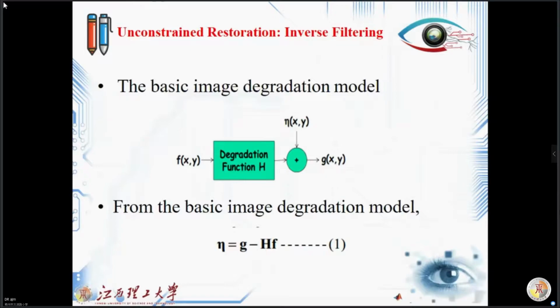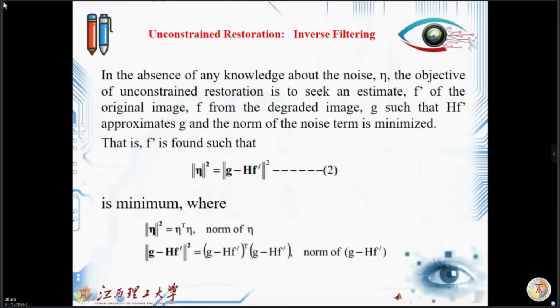Then from that, if you want to calculate the eta, we can say that it is G minus HF in the form of matrices. In the absence of any knowledge about this noise term eta, the objective of unconstrained restoration is to seek an estimate F prime of the original image F from this degraded image G such that HF prime approximates G and the norm of the noise term is minimized.